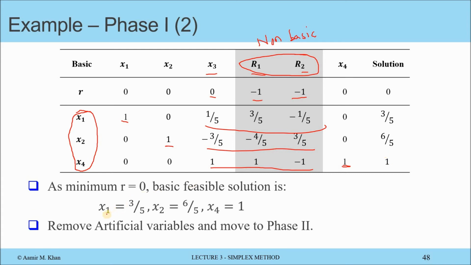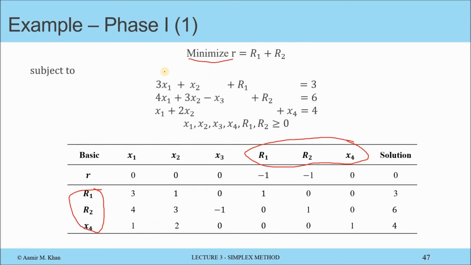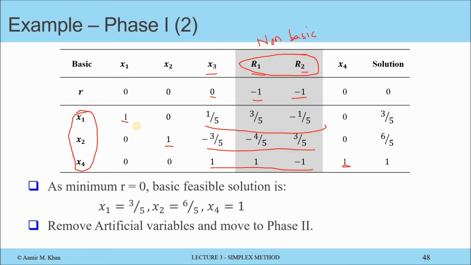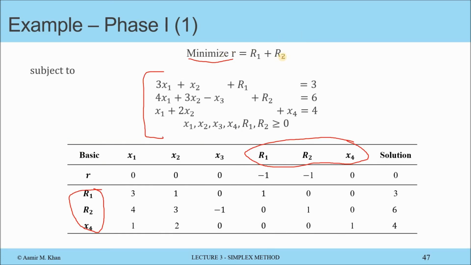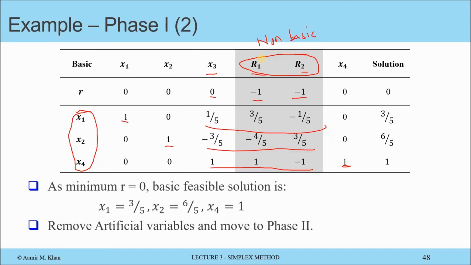This gives you the new equations that you will use for your constraints. So your original equations, if you see, these were your original equations, you will modify them. That was the purpose. That's why we used this specialized objective function, where we wanted to minimize the small r, which is the sum of the two artificial variables. Clear? From this step you will remove your artificial variables and you will move to phase 2.